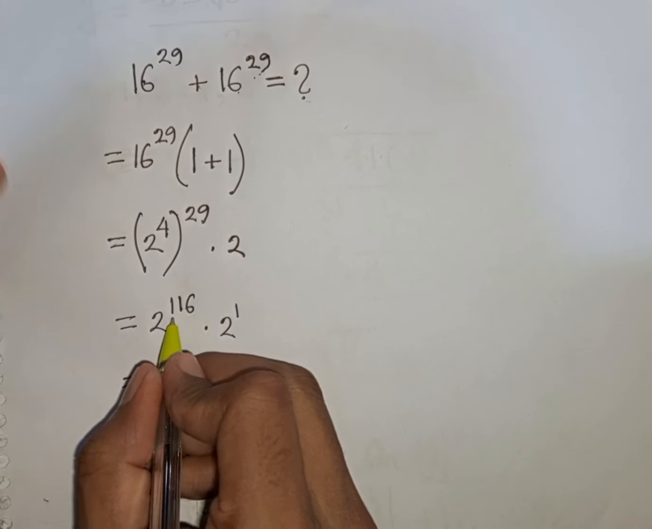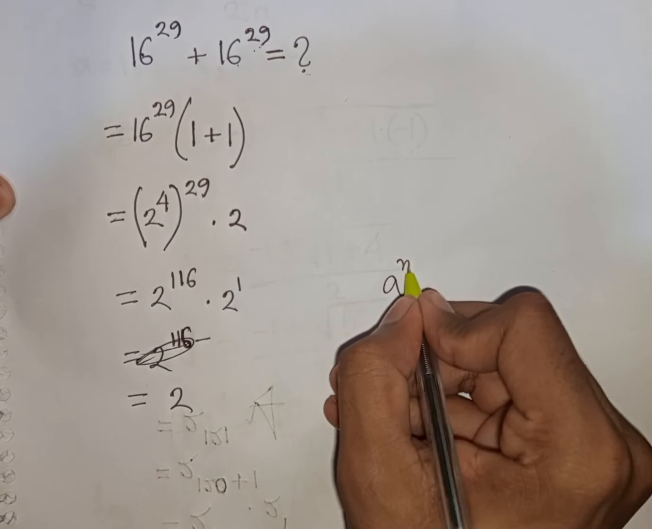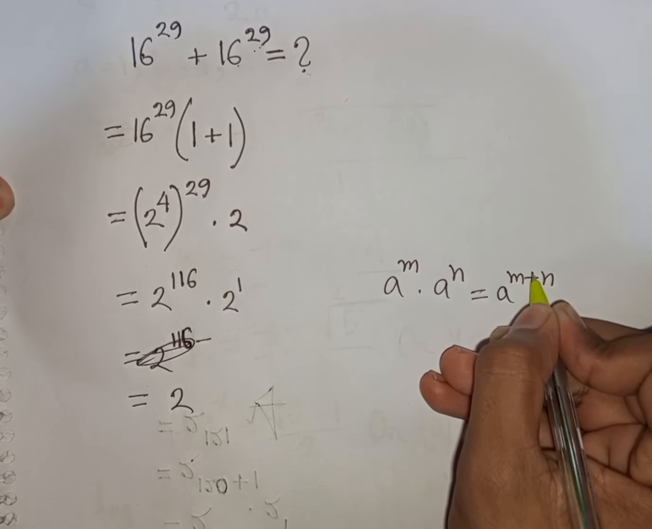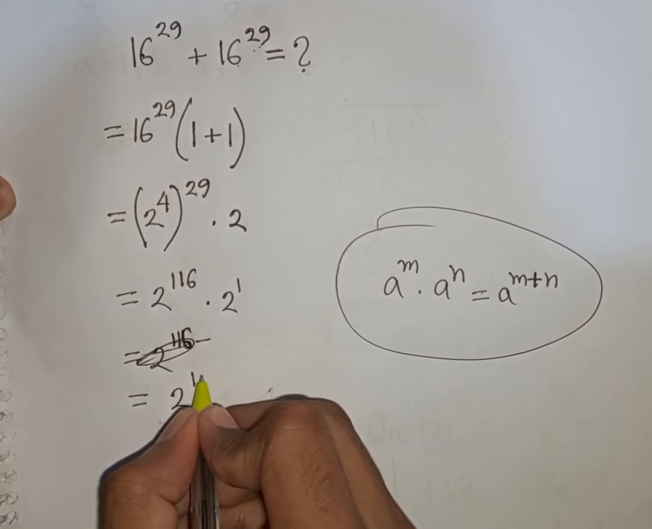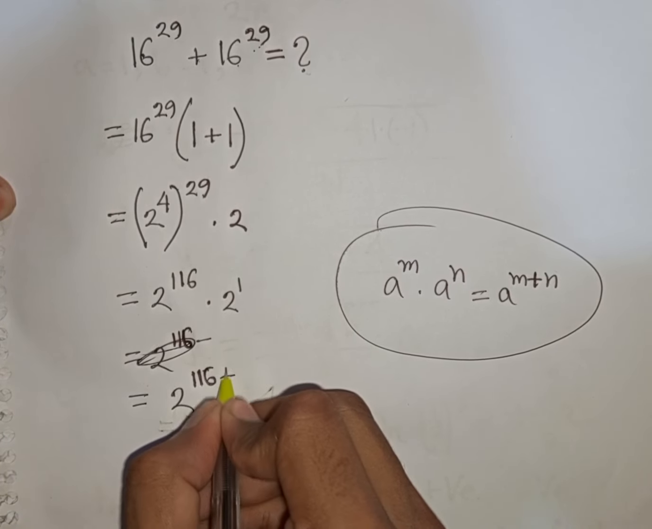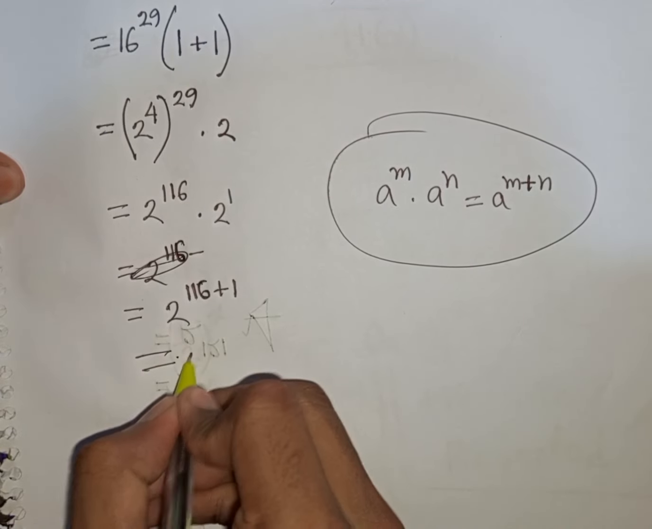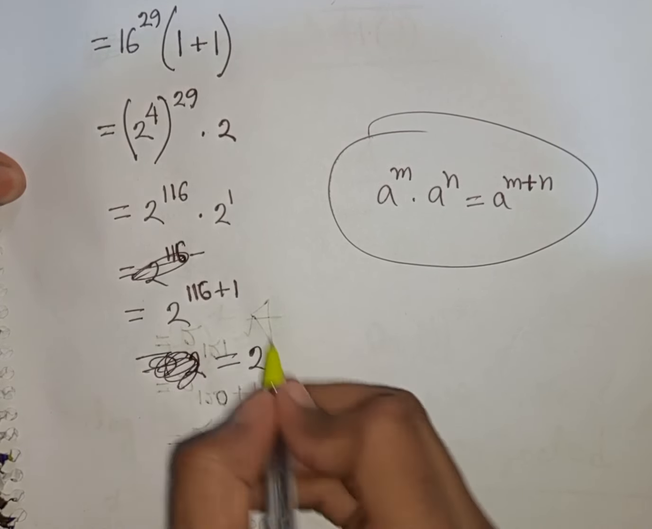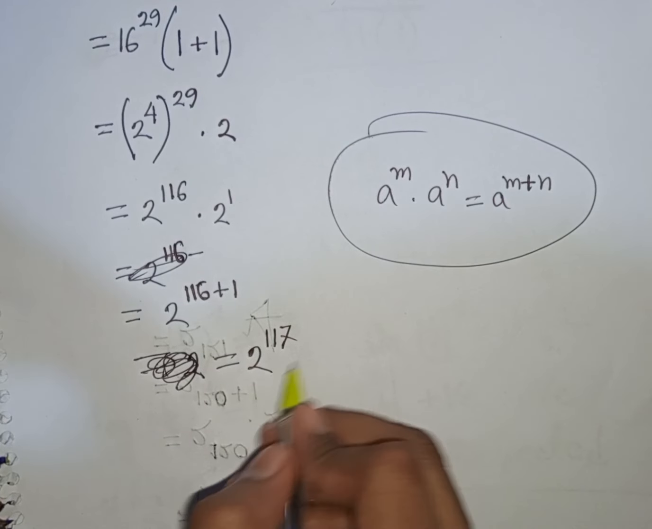We see 2 to the same base but different powers. So according to this formula, a power m times a power n is equal to a power of m plus n. So it will be 2 power of 116 plus 1, then it is equal to 2 power of 116 plus 1, that means it will be 117. So 2 power of 117, this is our final answer.